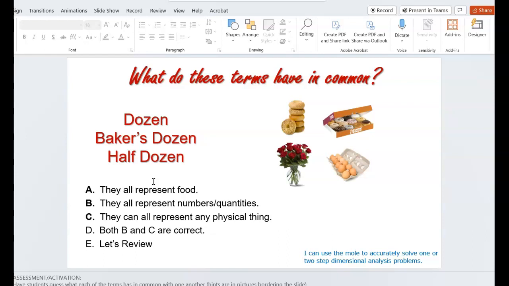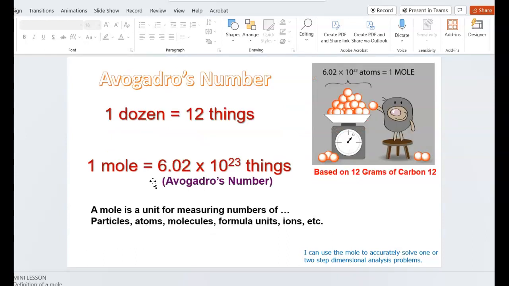And so just like a dozen is always 12, and it doesn't matter if I have 12 bagels, 12 eggs, 12 donuts. A baker's dozen is always 13, a half dozen is always 6. So same thing, a mole is always 6.02 times 10 to the 23rd. So again, just like 1 dozen is always 12, 1 mole is always 6.02 times 10 to the 23rd.